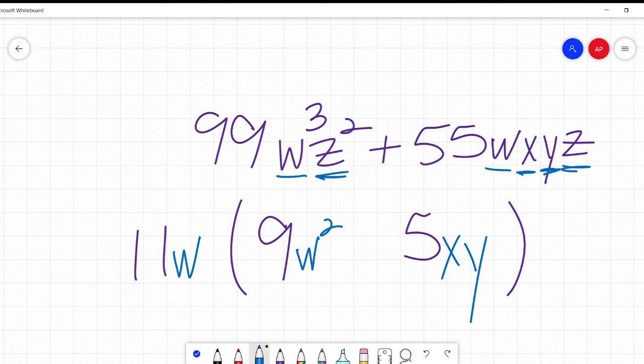Now, my Z's, Z squared and Z. It's in both. What's the biggest I can pull out? The smaller of the two of them, Z. So I can pull out a Z, and that leaves one Z in the first term and no Z's in the second, and it is a plus. And if I multiply back, I will get what's on the top there.